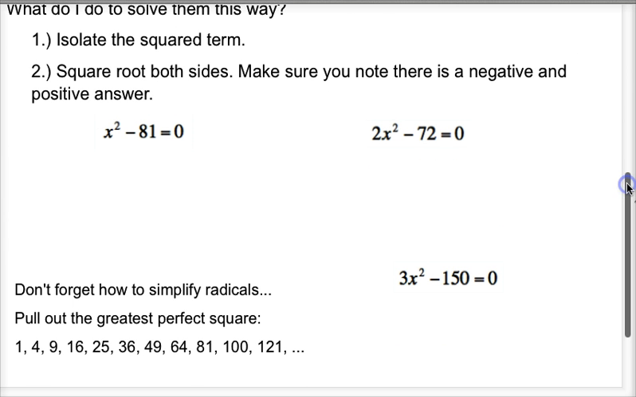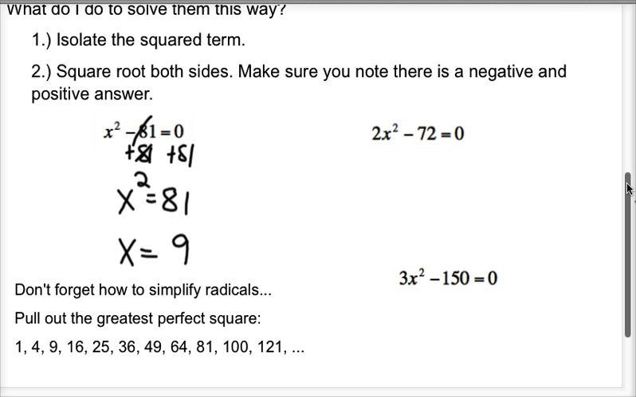So to show you what that looks like, x squared minus 81 equals 0. Well, again, the first thing we want to do is isolate that squared term. So I'm going to add that 81 to both sides to get x squared equals 81. Next, to get rid of the square, we are going to square root both sides, and you get 9.